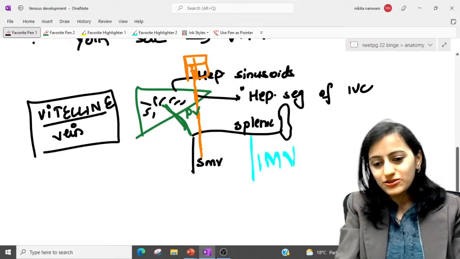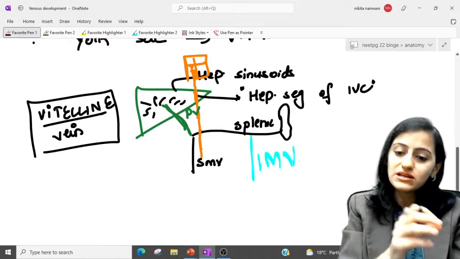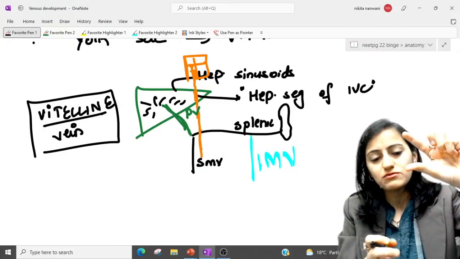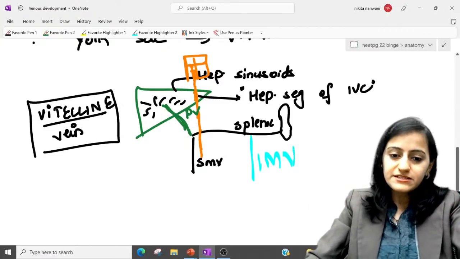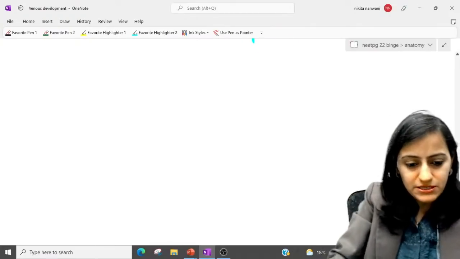Very good, Janki. So the hepatic segment of the IVC, again related to the liver, is from the vitelline vein. So remember that the superior most part of the IVC is from the vitelline vein. Now that was about the vitelline.